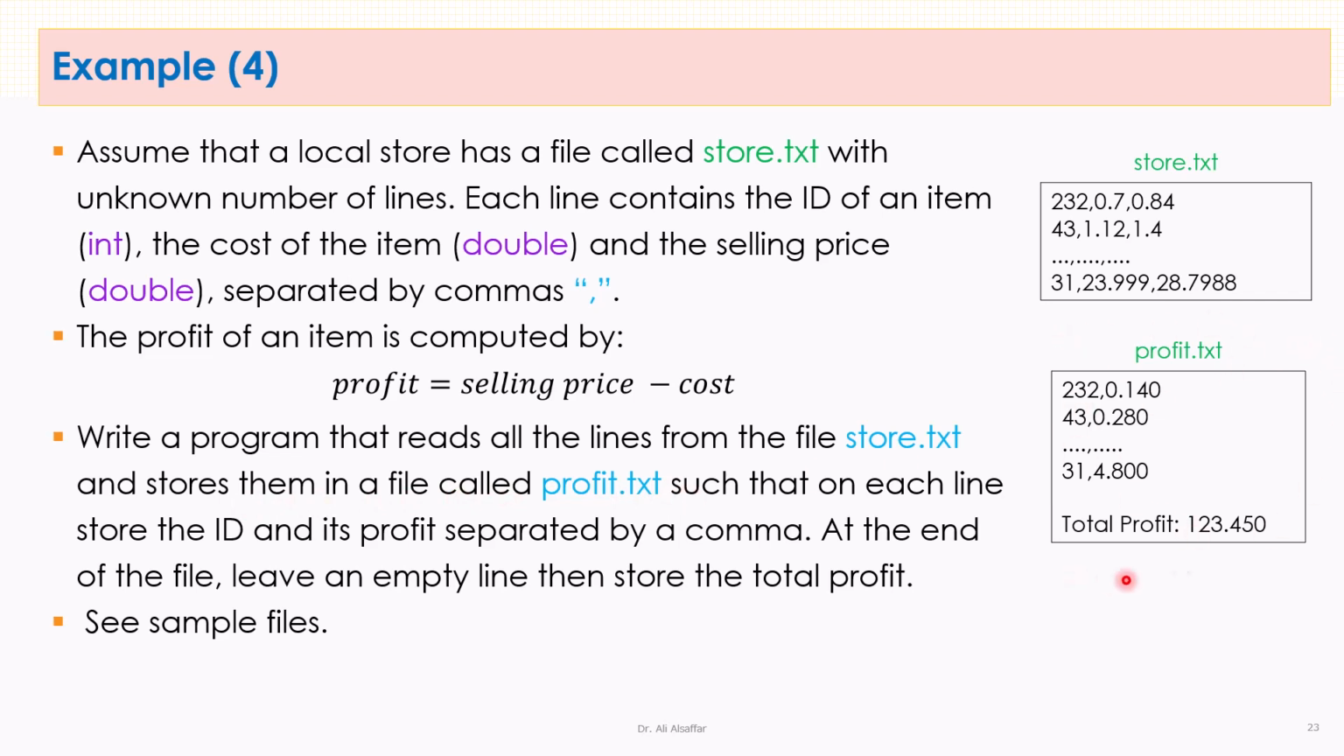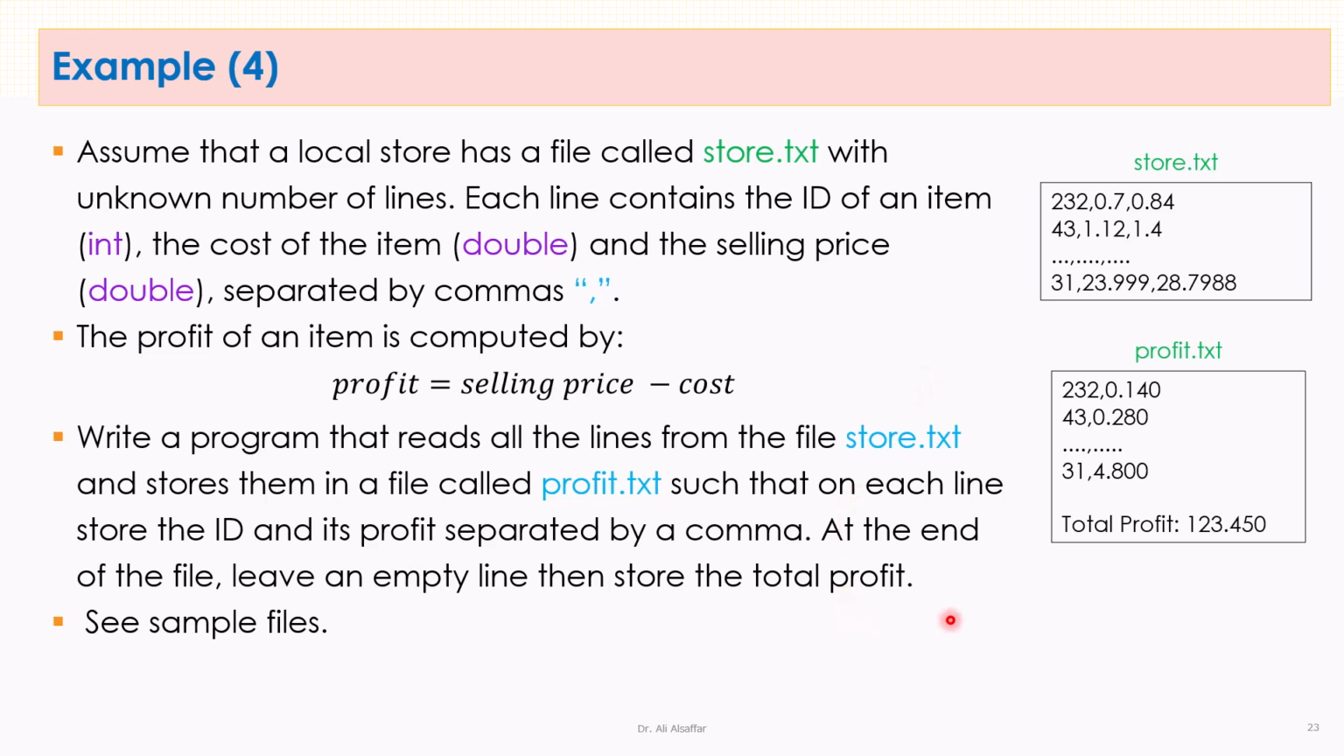And this is a sample output file, such that on each line we store the ID, and have a look into the sample output. This is the ID, followed by the profit separated by a comma. So for the first item, we have the ID, comma, followed by the profit. At the end of the file, leave an empty line, and notice here we have an empty line in the sample output file, and then store the total profit. So we need to find the total profit for all items that are sold in a local store.